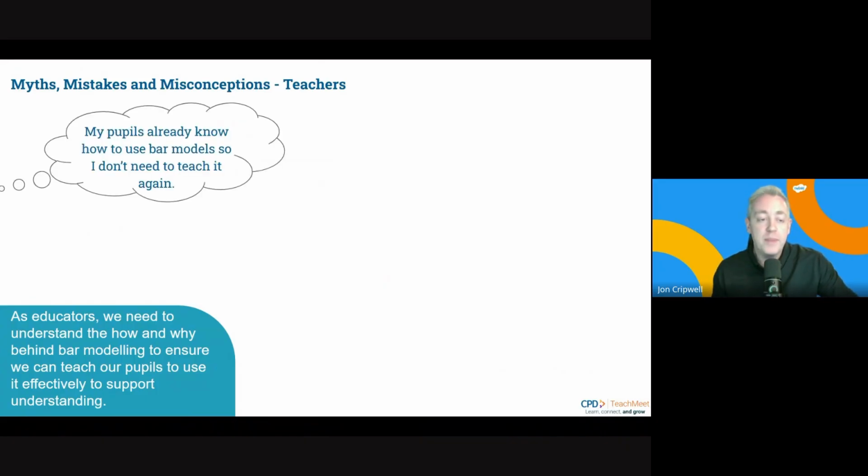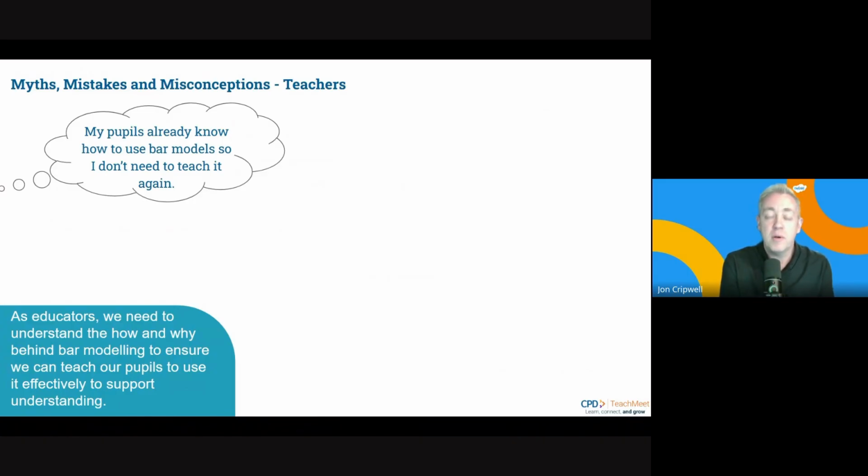So, some common myths, mistakes, and misconceptions that we might hear from teachers. I think we've probably covered this, but my pupils already know how to use bar models, so I don't need to teach it again. What I would tie in with this is when we're thinking about a child's journey through school, they might be introduced to bar models even in year one, even in reception, potentially. Fairly simple structures for looking at how numbers can be manipulated, put together, broken apart.